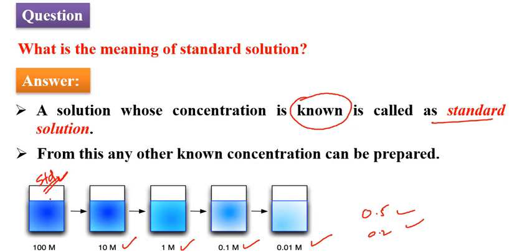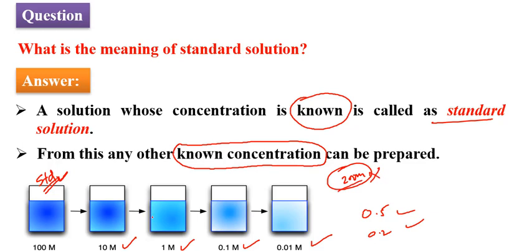From known concentration to unknown concentration, new solutions we can prepare. New known-concentration solutions we can prepare. Of course, from a standard solution, we can make less concentrated solutions. Suppose 100 M is there, so we cannot make 200 M. 200 M concentration we cannot make, but below 100, that is 10 M, 20 M, okay, like this.